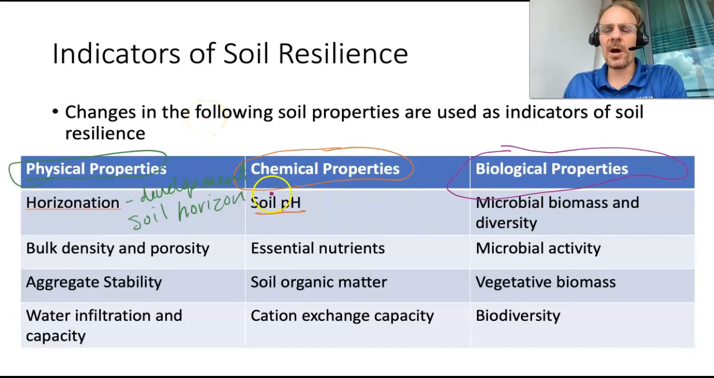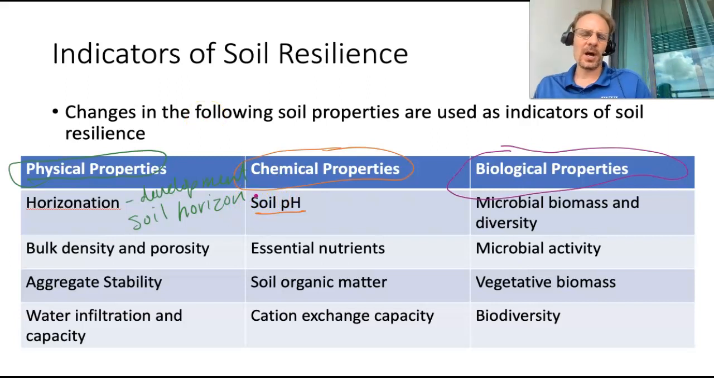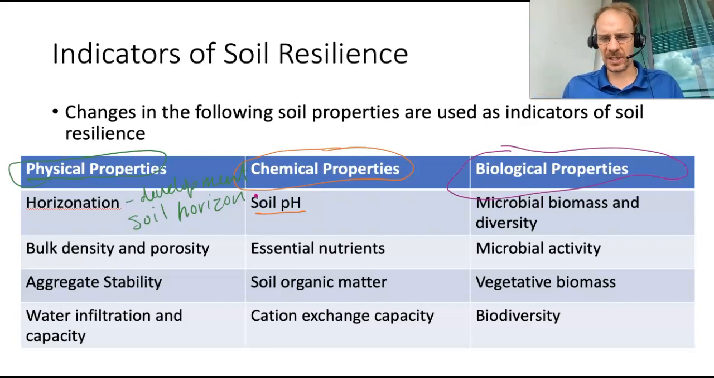Okay? Vegetative biomass and biodiversity, all of these add to and improve the soil resilience. More biodiversity, more microbial diversity, more microbial activity, more vegetative biomass, all encourage and promote soil resilience.